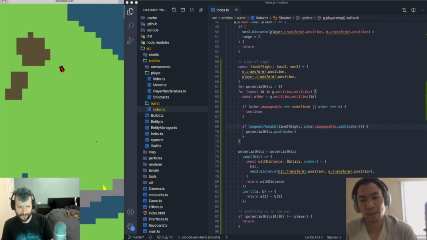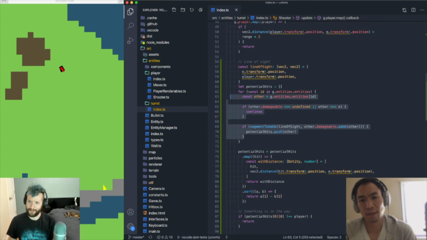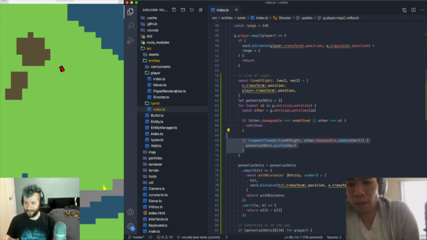Yeah, that's really interesting. The quadrant thing makes sense. I was wondering, can we eliminate damageable walls based on distance? Because this vec2.distance check, I assume, is much cheaper than the line of sight check.